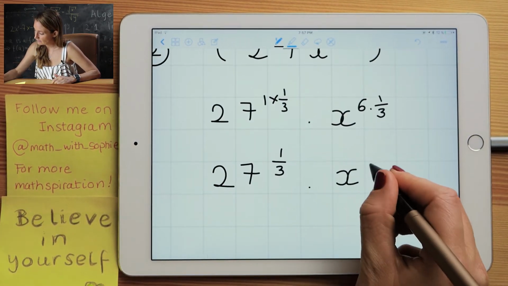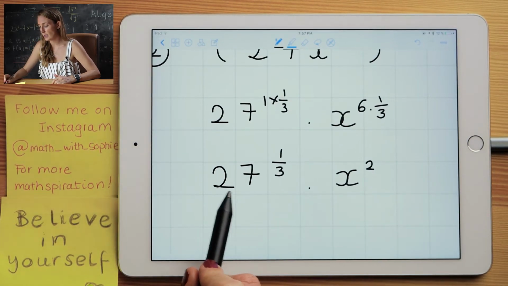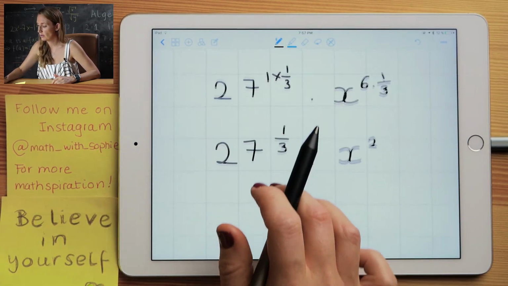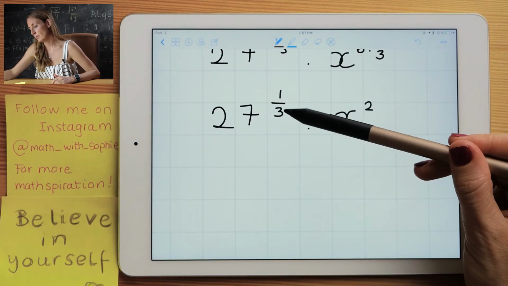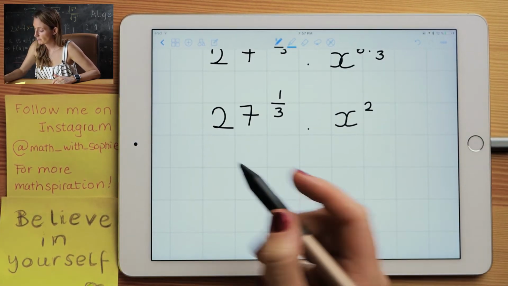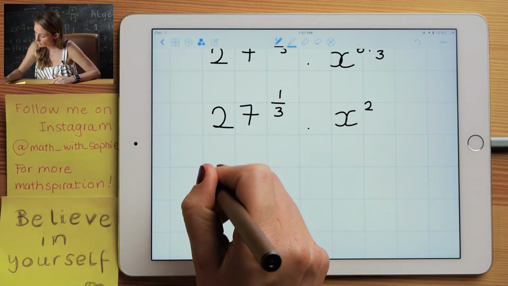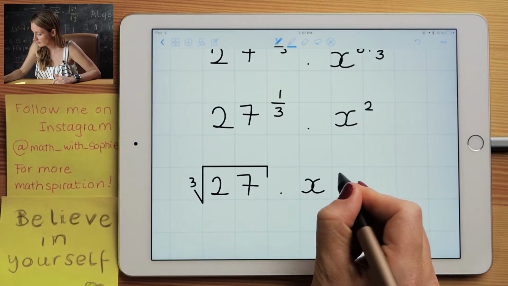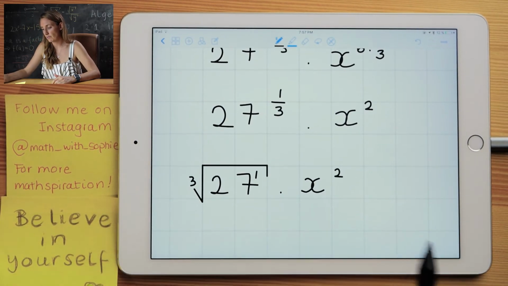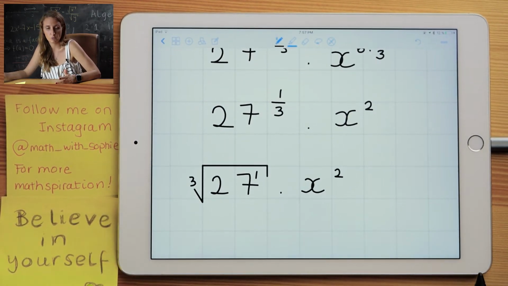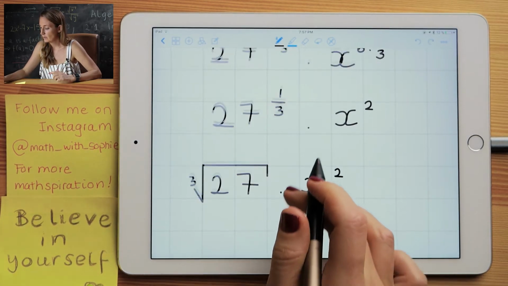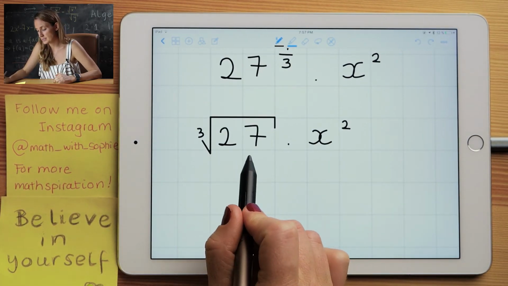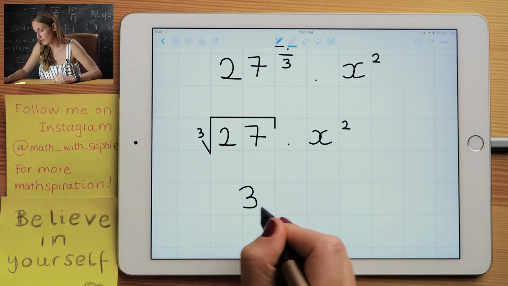So now we're nearly finished, but we need to tidy up the 27 power a third. Remember, the bottom number is the root, and the top number is the power. So we've got the cube root of 27 times x squared. You could write 27 power 1, but 27 and 27 power 1 are the same. So the cube root of 27 is 3.